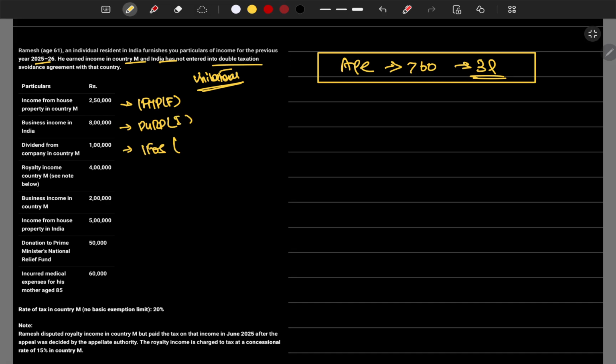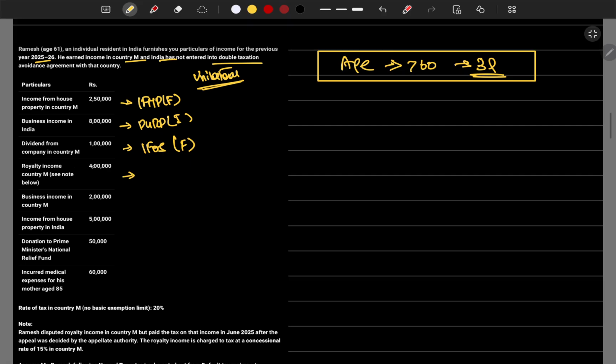IFOS dividend, which is foreign income. Royalty income, which is IFOS, which is foreign income. Business income, which is PGBP, foreign income. Then IFHP, which is Indian income. This is deduction, 100% deduction allowed for pension fund. And then medical expenses for his mother under donations. Medical expenses for aged mother who is 85, not senior citizens.